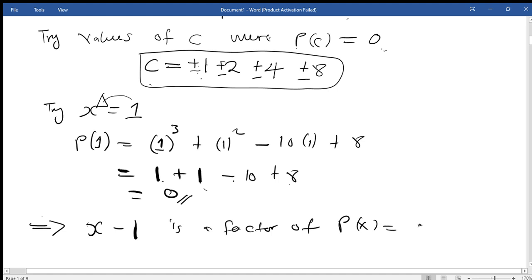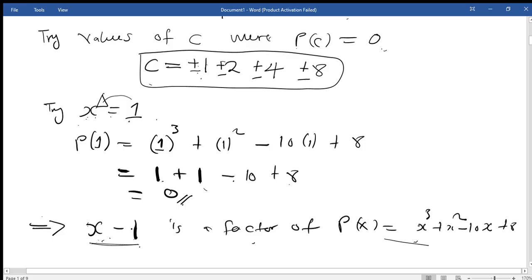The polynomial we had was x power 3 plus x squared minus 10x plus 8. Since inserting 1 into the polynomial gives 0, it means that x minus 1 is a factor. Remember it was x equal to positive 1, so the factor becomes x minus 1 because we're taking 1 back where x is. When it crosses the equal sign, it becomes x minus 1 equal to 0. So x minus 1 is now a factor of P of x.